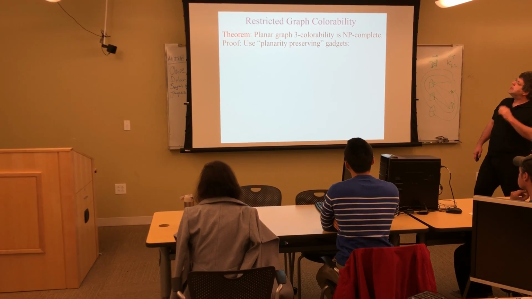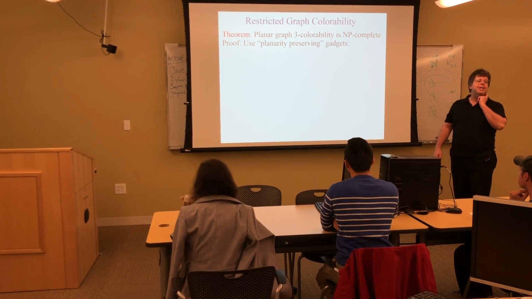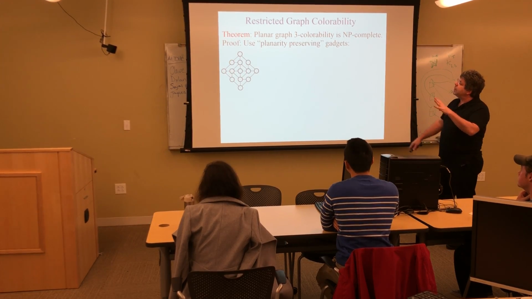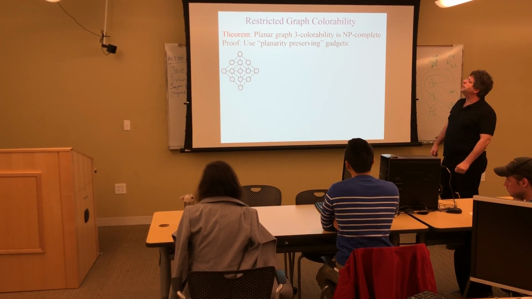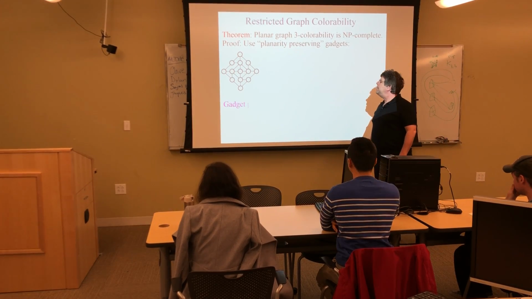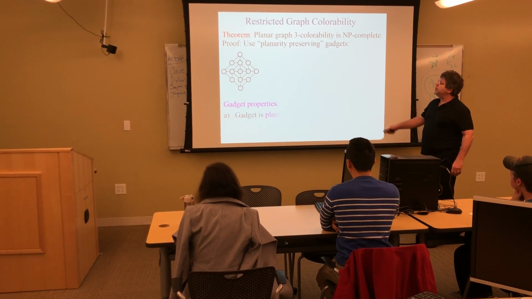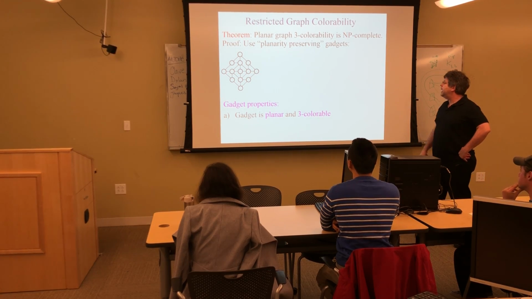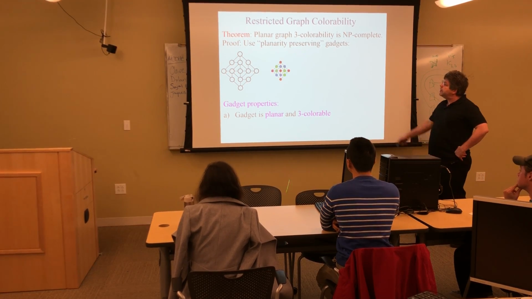So to prove this, we're going to use a planarity preserving gadget. The way this gadget will work, it looks like this. It's a little more complicated than the previous gadget we saw for max degree 4 3 colorability. And this gadget has the following properties. It's planar, obviously, no edges crossing. I'm drawing it in a plane like that. It's 3 colorable. How do we know? Because here's a 3 coloring.